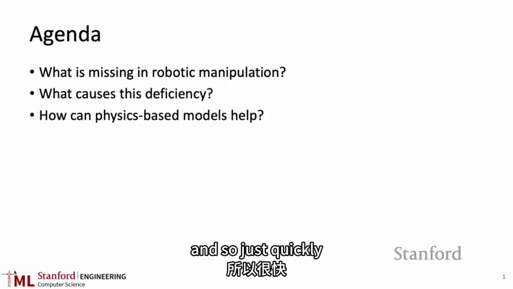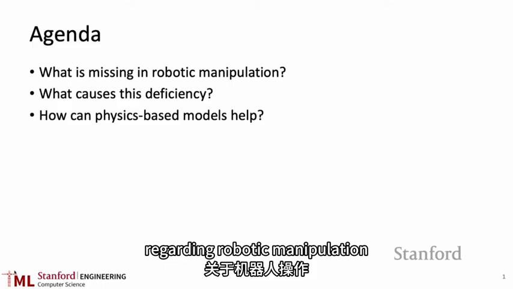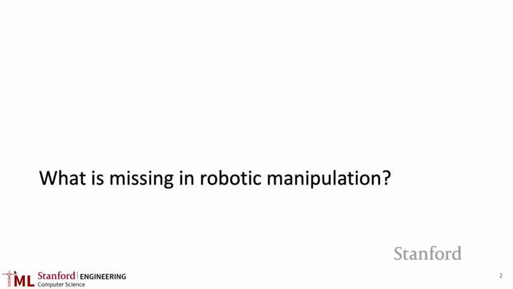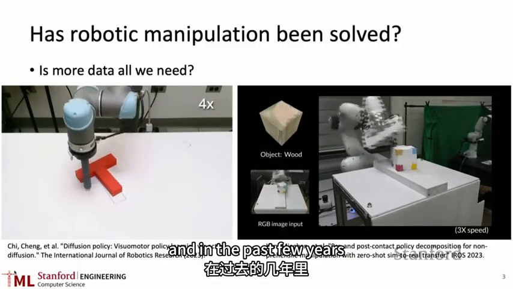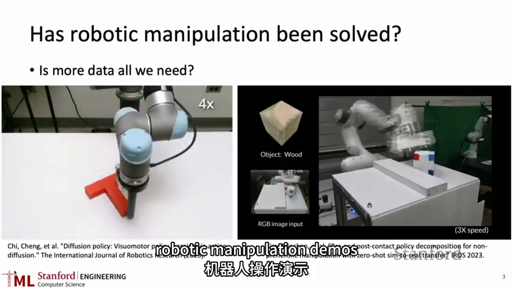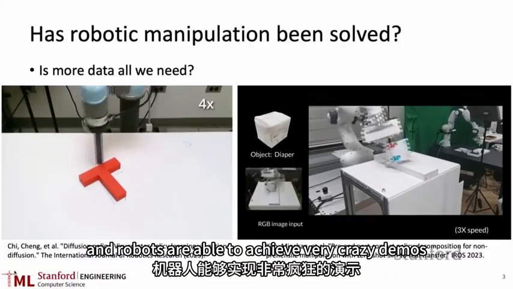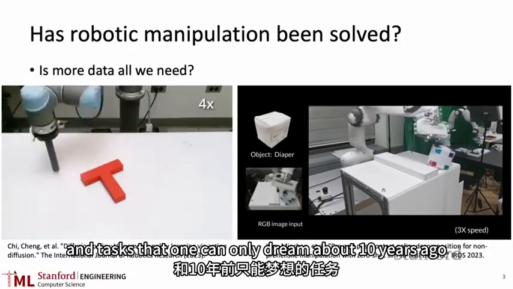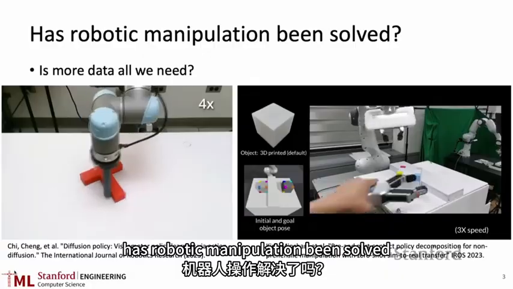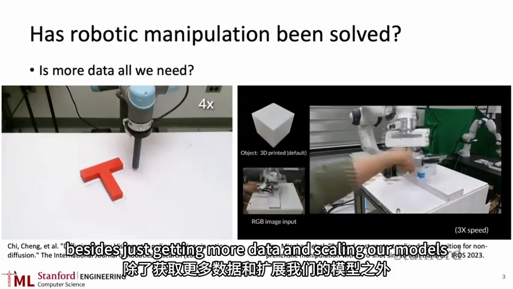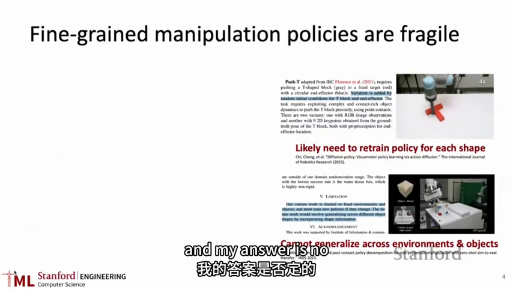And so just to quickly reiterate, I'll try to answer these 3 questions today regarding robotic manipulation. I'll start with the first one. What is missing in robotic manipulation today? In the past few years, we've seen a lot of very impressive robotic manipulation demos, many of which originate from the robot learning community. Robots are able to achieve very crazy demos and tasks that one could only dream about 10 years ago. And so this begs the question, has robotic manipulation been solved? And do we need to do anything besides just getting more data and scaling our models? My answer is no.